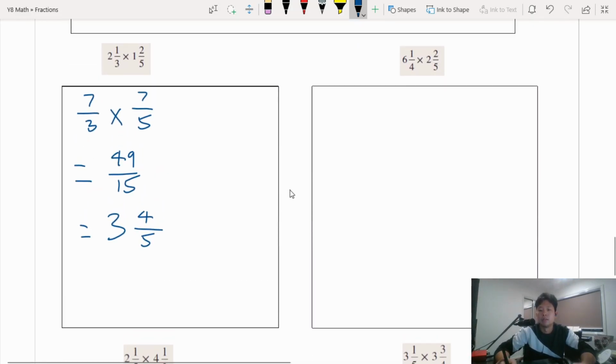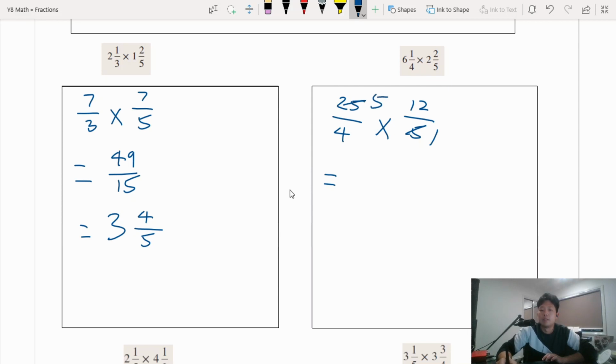Alright, let's move to the next one. Change it to improper fraction first. 6 times 4 gives us 24, plus 1 is 25 over 4. Same with the second one. 2 times 5 is 10, plus 2 is 12, so we have 12 over 5. Alright, now let's simplify. Diagonally, they're both divisible by 5, so that gives us 1, and that gives us 5. Diagonally, these are both divisible by 4, so that gives us 1, and that gives us 3. So our question is now 5 over 1 times 3 over 1. That gives us 15 over 1, and our final answer is 15.